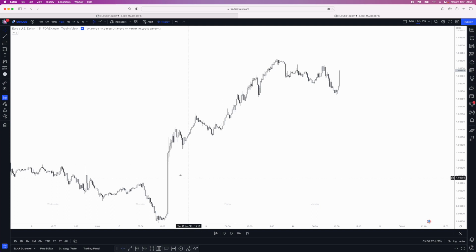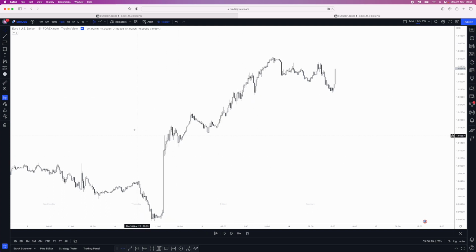So for example, I will get a chart, get the price action that I want to backtest, and then I will simply go through and mark up my structure points. Once you've marked up all of your structure, you can then start marking out your supply and demand zones.